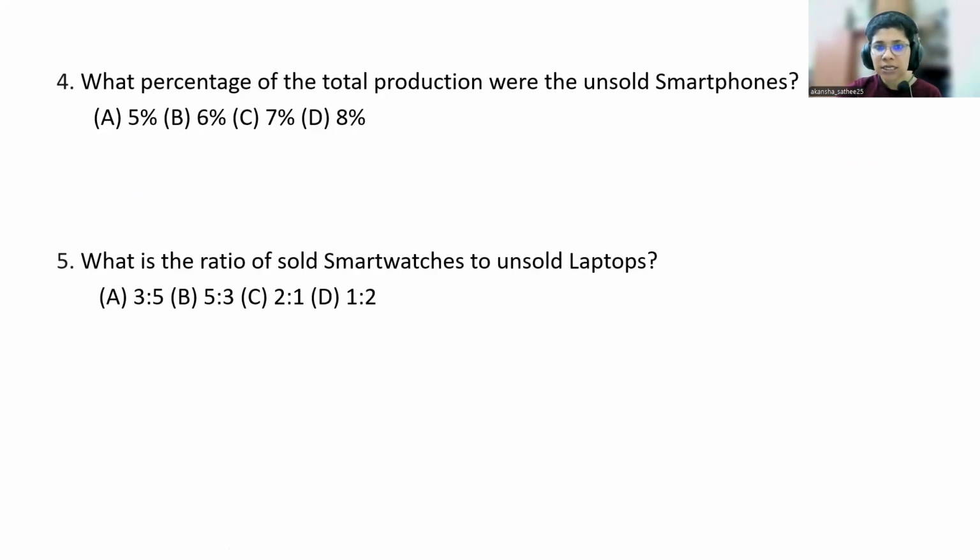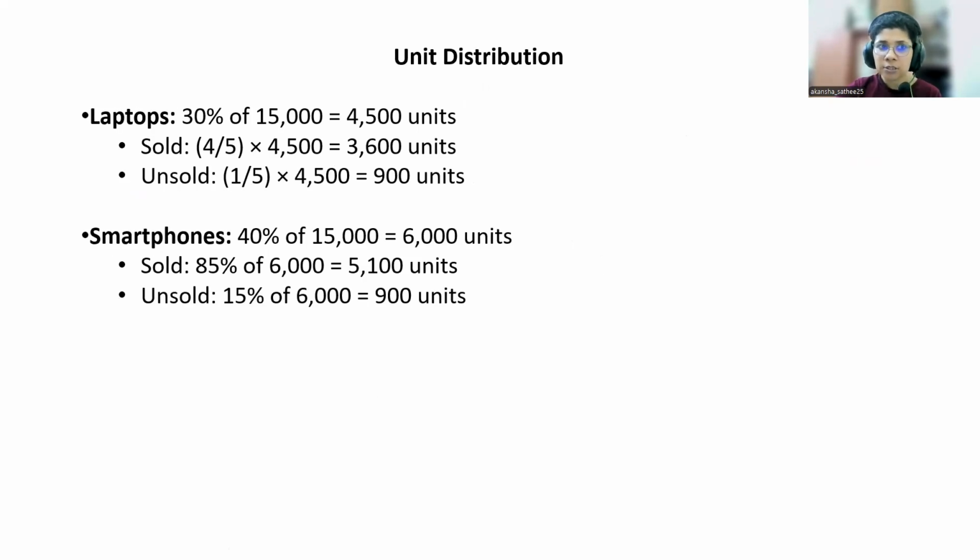So now you basically get to know how many units are sold of one product and how many units are unsold of one product. So here you can see the total units they produce. Total units produced by the company is 15,000, right? Then 30% of these total units were laptops. So 30% of 15,000 is 4,500 units. So they are producing 4,500 laptops.